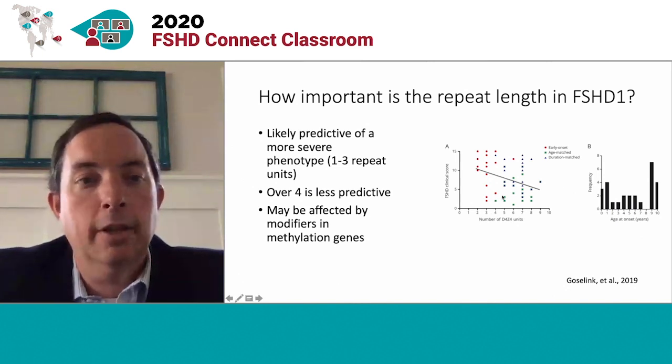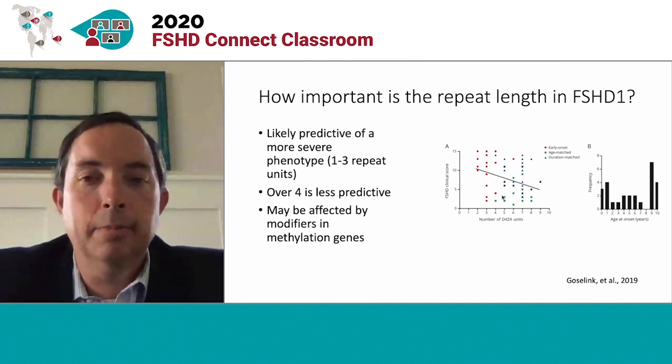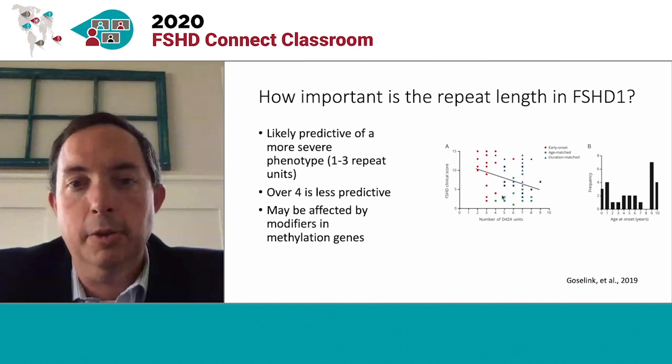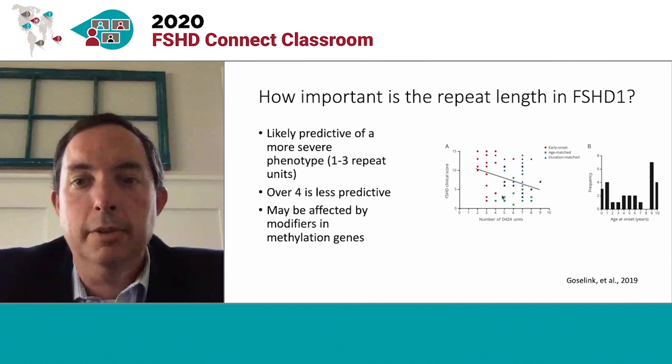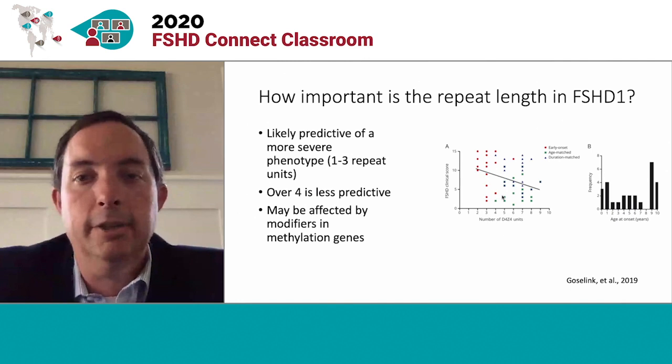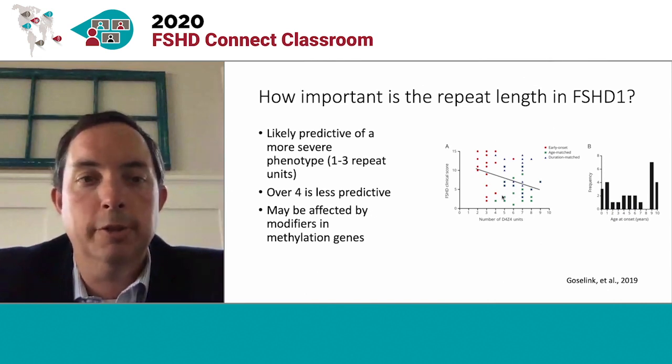Also on this figure, I hope you can see that once you get over 4 repeat units, there is a very modest correlation to the overall disease severity, and oftentimes it's really not very predictive. So my personal preference in practice is to not make a big deal about whether you have 4 or 5 repeats or even 8. There's a modest correlation in terms of overall severity, but separating out that 1 to 3 repeat units as a more severe phenotype is probably the most appropriate thing that we can talk about.